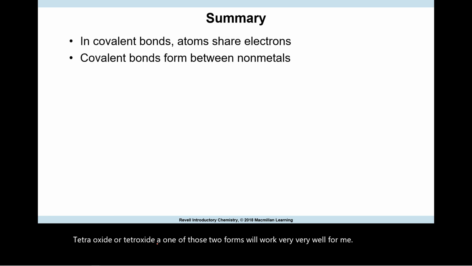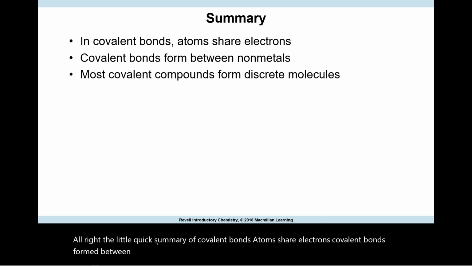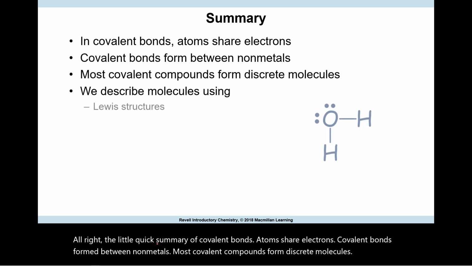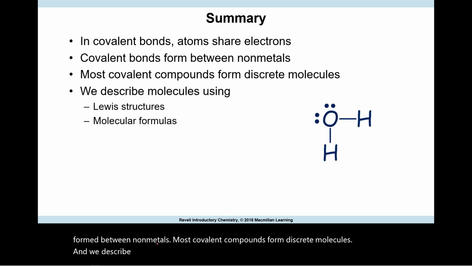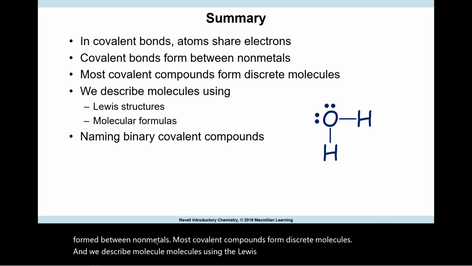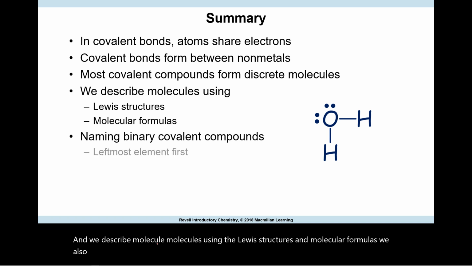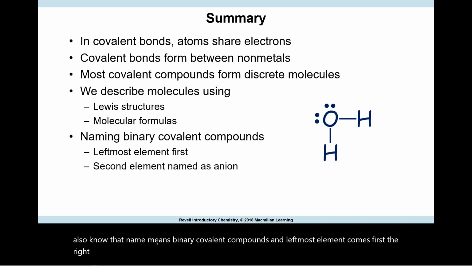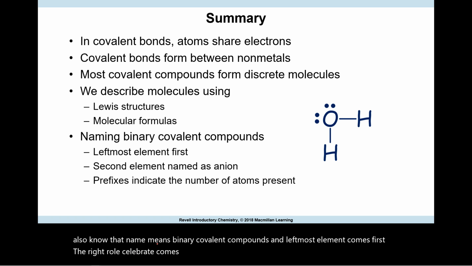All right, a quick summary. In covalent bonds, atoms share electrons. Covalent bonds form between nonmetals. Most covalent compounds form discrete molecules, and we describe molecules using Lewis structures and molecular formulas. We also know that when naming binary covalent compounds, the leftmost element comes first, the rightmost element comes last, and prefixes indicate the number of atoms present.